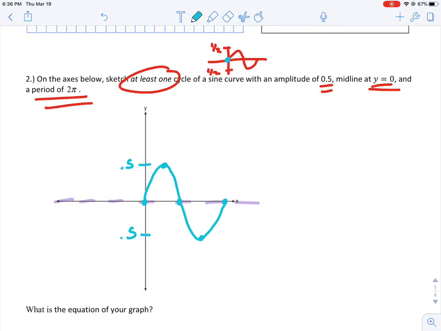Now, the hardest part is setting up your x-axes, but when they tell you that this is your period, you really only need one label on your x-axes. So if you know your period is your length of 2 pi, I'm going to go like that and just put up 2 pi there.